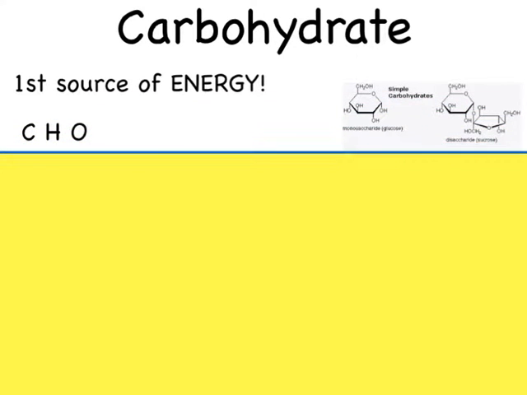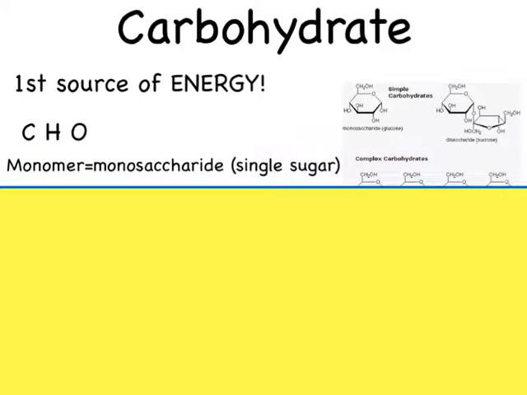All right, next let's write down the 3 elements that are in carbohydrates. That is CHO: carbon, hydrogen, and oxygen. Right, so those are our 3 elements in carbohydrates. The monomer of a carbohydrate is a monosaccharide, right? That prefix mono means 1, and saccharide means sugar. Therefore, a monosaccharide is a single sugar.